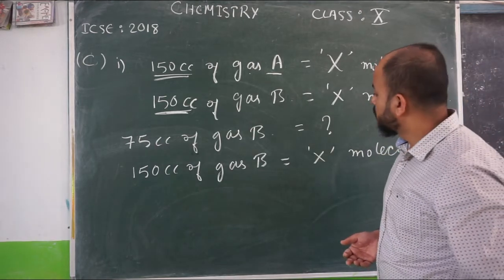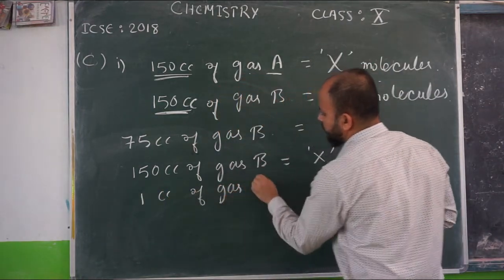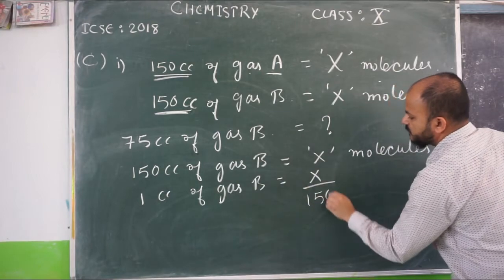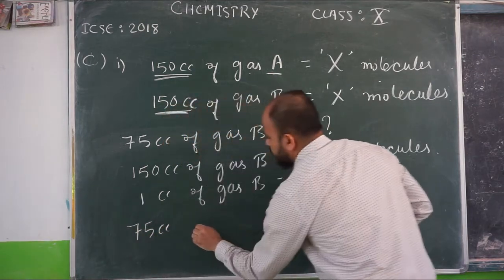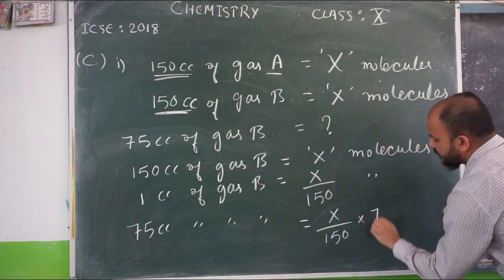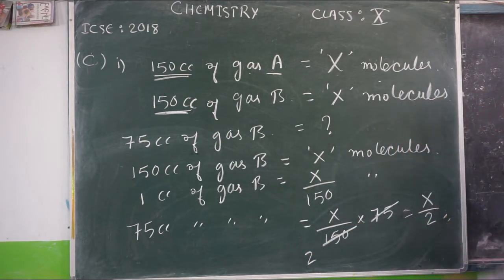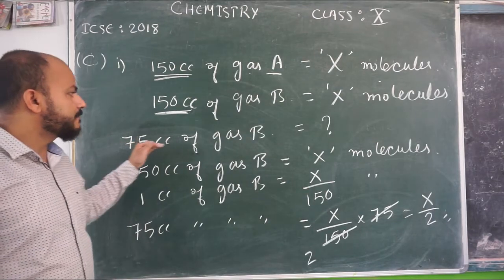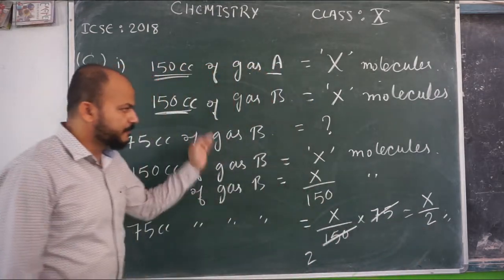Then 1cc of gas B will contain less than this, that means X divided by 150 molecules. And for how much have they asked? They have asked for 75cc of gas B, which should contain X by 150 into 75. So if you divide it, you get it to be X by 2. Okay? So the number of molecules contained in 75cc of gas B is X by 2. And this is from calculation.